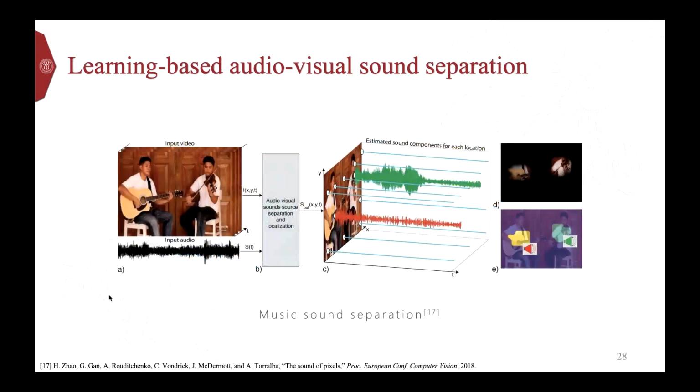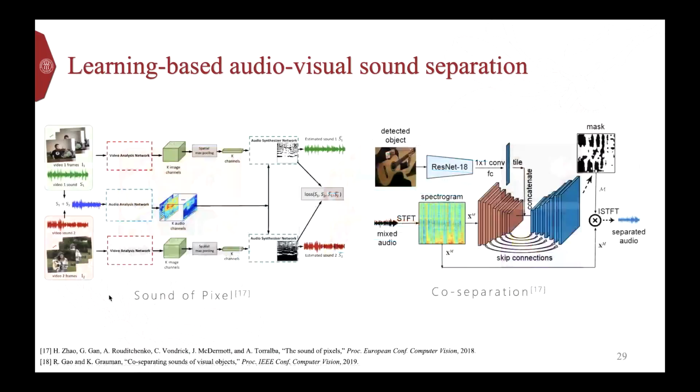So apart from speech separation, the researchers also want to separate other kinds of sounds, such as music sounds. If we have different players playing instruments, we want to separate the sound for different players and different instruments. So this is music sound separation. Just like for speech sounds, the separation frameworks are similar.